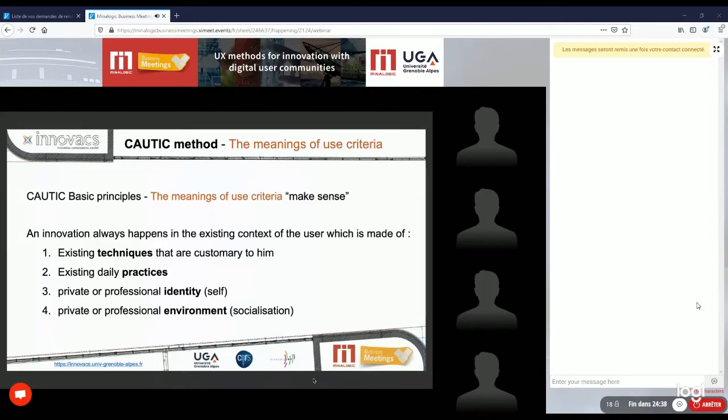So an innovation makes sense by arriving in the existing context of the users. And this context is made of four dimensions. The first dimension is the existing know-hows or techniques of the users. The second dimension is existing practices. The third dimension is the identity or the values of the user personality. And the last dimension is the existing social or professional environment of the user.